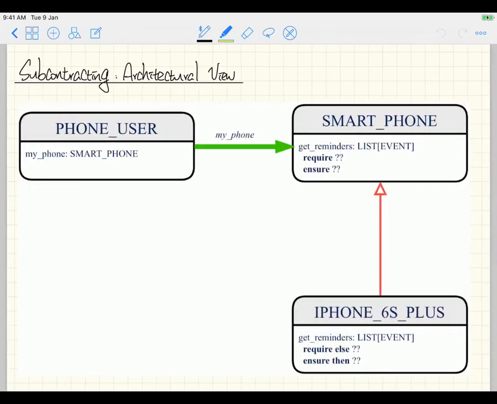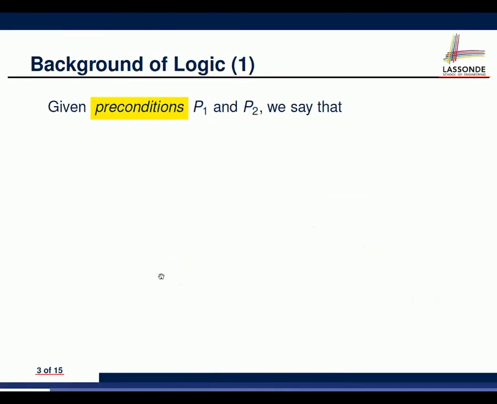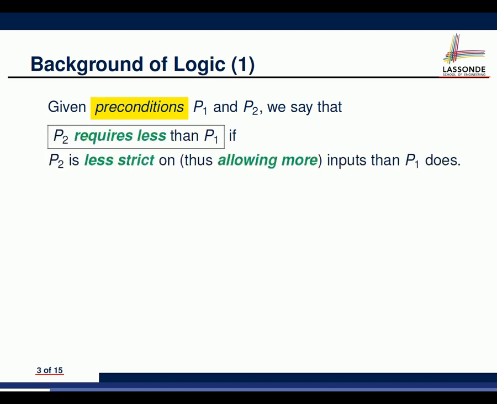Let me bring you back to the logical background that we reviewed last time. Let's go over that very quickly. You just have to understand the definition here. If we have two preconditions, P1 and P2, we define that to say one precondition requires less than the other one. Let's say P2 requires less than P1, that means P2 can be more tolerant on the input values.